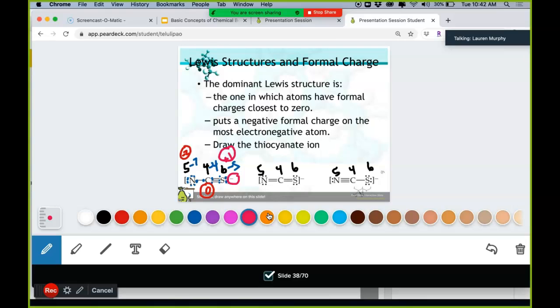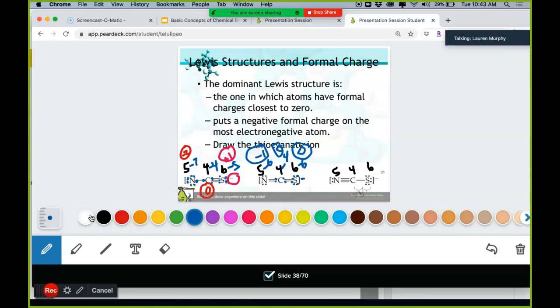So now we need to do it again for this guy. Nitrogen has 1, 2, 3, 4, 5, 6 electrons assigned to it. Carbon has 1, 2, 3, 4. Sulfur has 1, 2, 3, 4, 5, 6. Okay, so what's 5 minus 6? -1. What's 4 minus 4? 0. What's 6 minus 6? 0. 0 and 0 and -1 add up to -1.